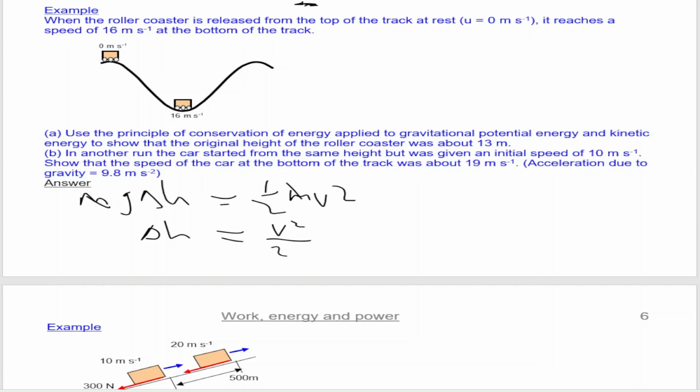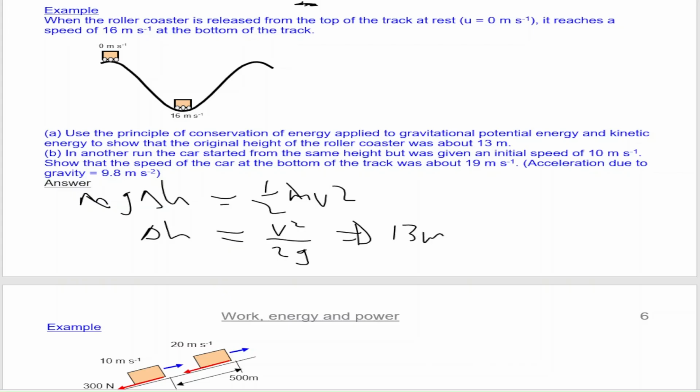In this case, you are told that u is zero, that is, it starts from rest. So what it means is the gravitational potential energy that it had here is equal to the kinetic energy that it will have at the bottom. The mg delta h is going to be equated to half mv squared. So the m's cancel out, and then you remain with g delta h equal to half v squared. Now making delta h the subject, you are going to have it as v squared over 2g. And if you do that, you get 13 meters.